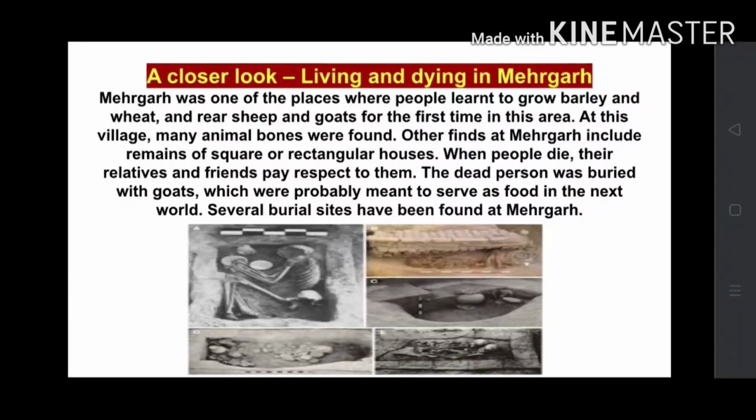Mehrgarh was one of the places where people learned to grow barley and wheat and rear sheep and goats for the first time in this area. At this village, many animal bones were found. Other finds at Mehrgarh include remains of square or rectangular houses. When people die, their relatives and friends pay respect to them. The dead person was buried with goats, which were probably meant to serve as food in the next world. Several burial sites have been found at Mehrgarh.